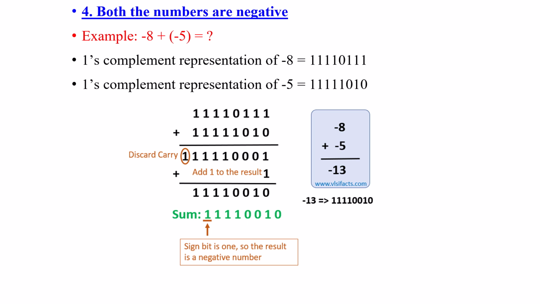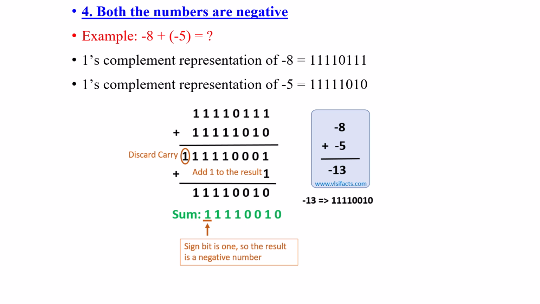Here in ones complement addition, if both the numbers are negative, we have to take the binary of that number and flip the bits. So take the binary of the number and flip the bits, and add both binaries. If there is an end-around carry, we have to discard that carry and add 1 to the result, and the final value is this. This most significant bit is 1, which indicates it is a negative number.